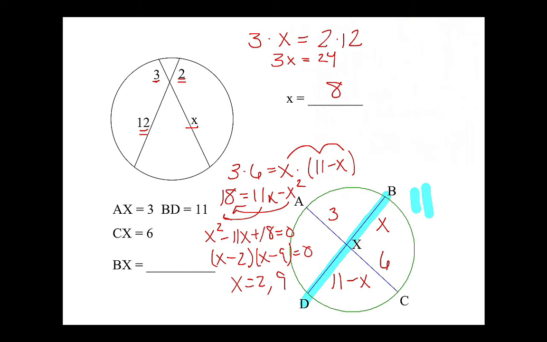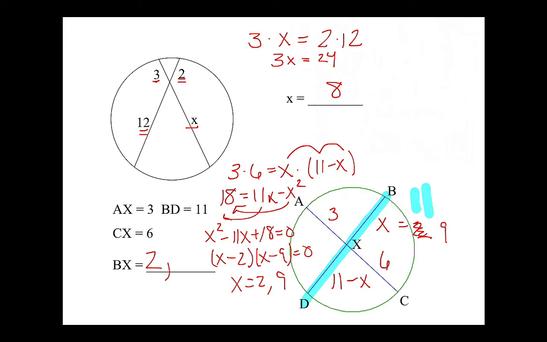So here's the interesting part about this problem. X is either 2 or 9. So if x was 2, then the other part would be 9, and that would work. 3 times 6 is 18, 2 times 9 is 18. So 2 definitely works. But if x was 9 instead of 2, that would leave me 2 left over for the other piece, and 9 times 2 is still 18, 3 times 6 is still 18.